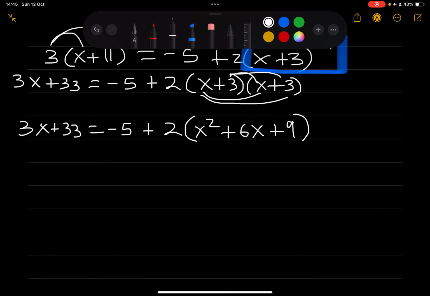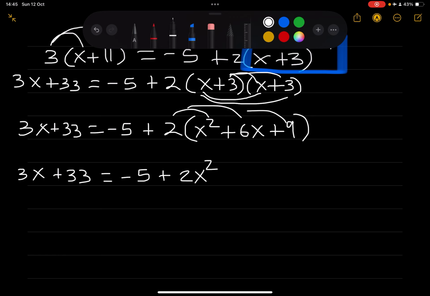And then let's do this. We have 3x plus 33 equals minus 5 plus, now let's FOIL the 2 into the bracket. We can see we're going to have 2x squared plus 12x plus 18. Right, don't rush this expression. It's the one that costs learners marks. You need to be careful here.